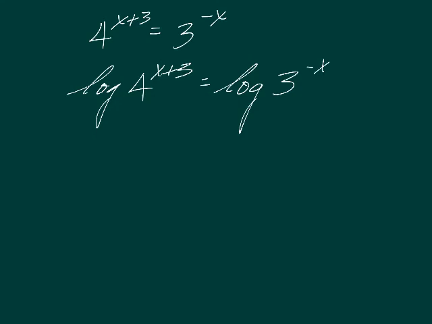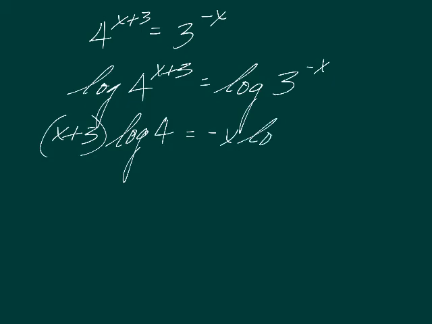Okay, now we take our exponents and move it to the front. We're going to put that in parentheses so it doesn't look like x plus 3 times log of 4. The x plus 3 is all being taken times the log of 4. And that's going to equal negative x log of 3. Okay? Now we're going to distribute this x plus 3.